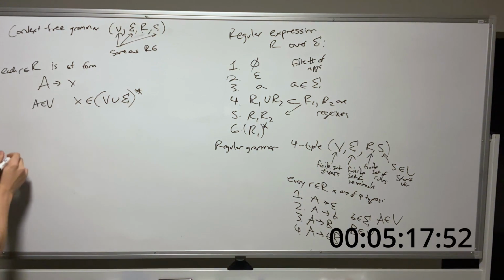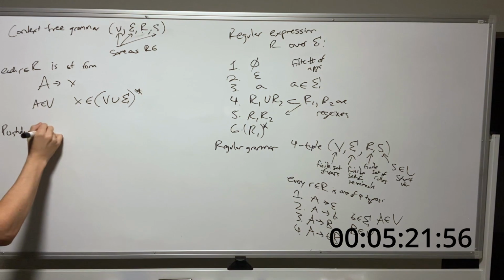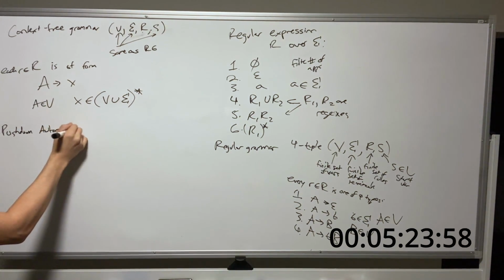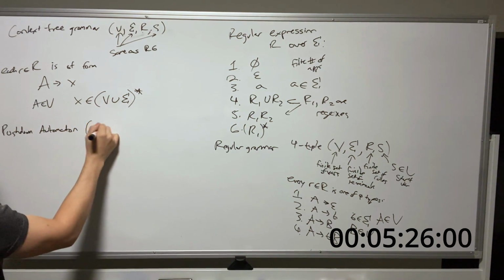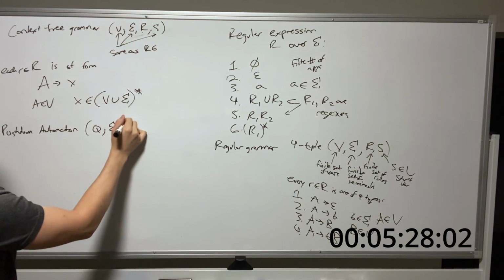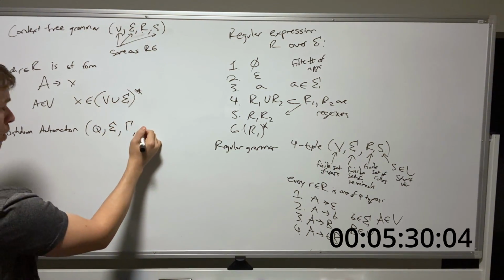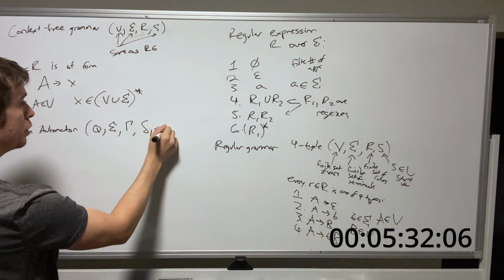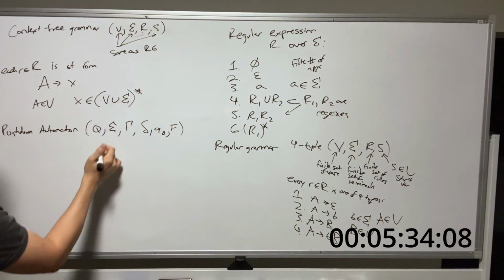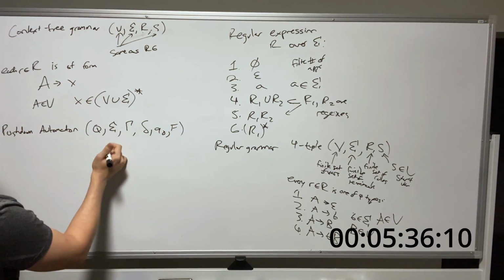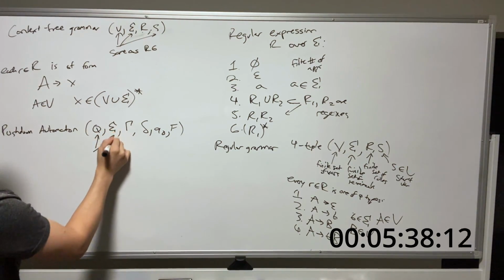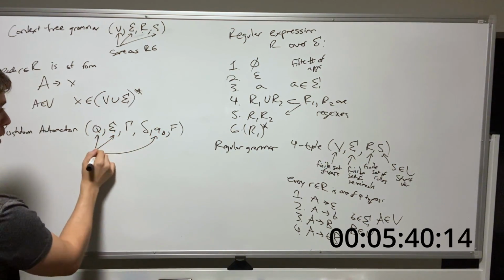So pushdown automaton. It is a six-tuple. So Q, sigma, gamma, what are they? Delta, Q zero, F. So my arms are hurt. So these four are the same as an NFA.